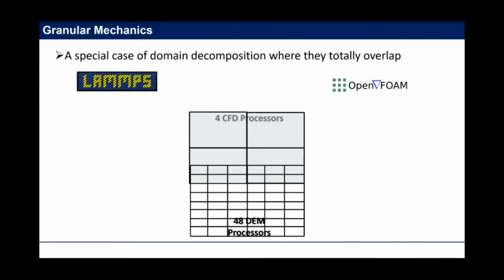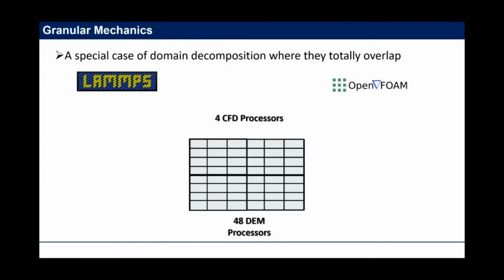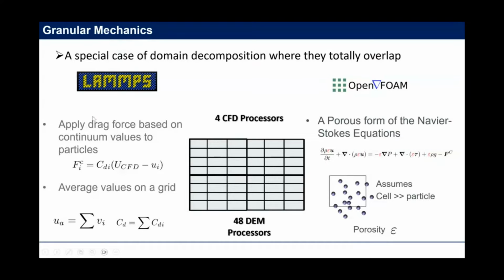Now, we had a couple of people asking before about granular mechanics, and this is something we've looked at. It turns out granular mechanics as a problem is basically just a special case of this setup. So rather than having partial overlap between the domains, you have complete overlap, and then your force of constraint is some drag force between the molecules. In this case, the molecules are particles of sand, for example, or dirt. And then you have some assumption that your particles are smaller than the cell, and you do some averaging.